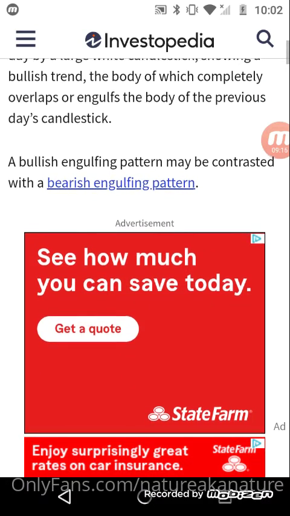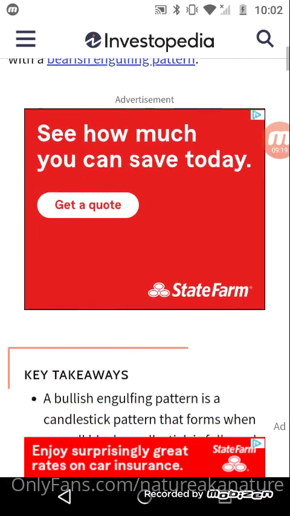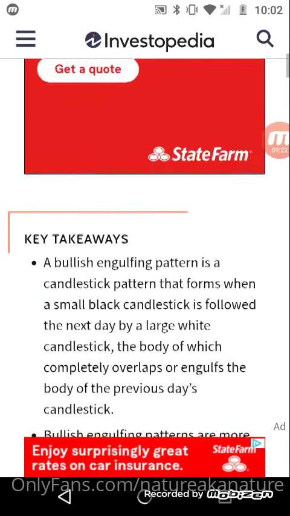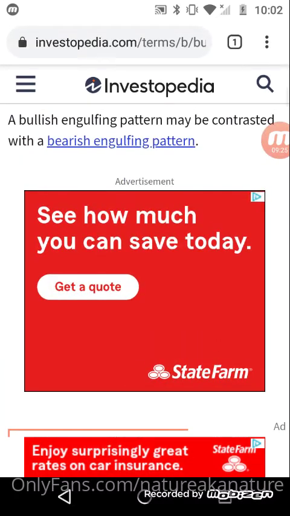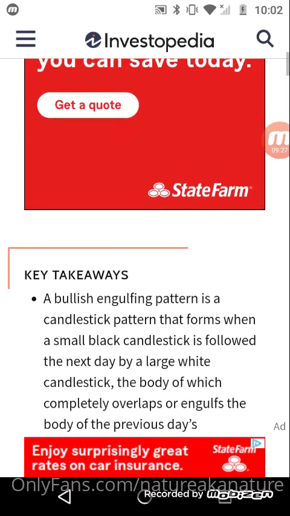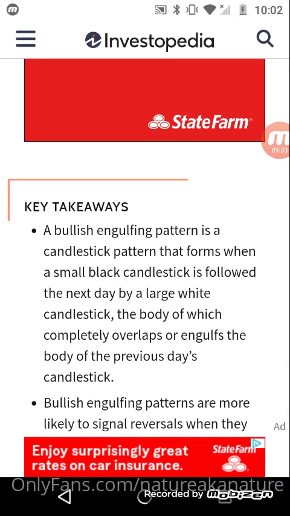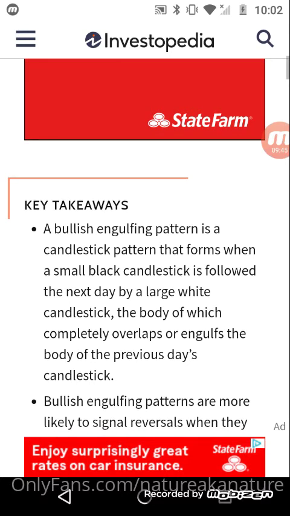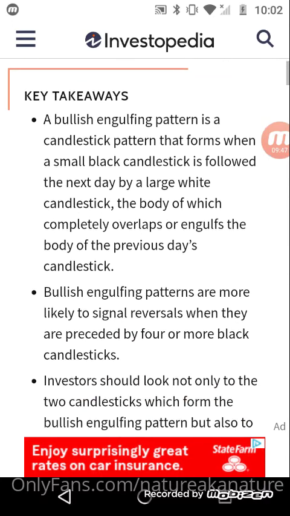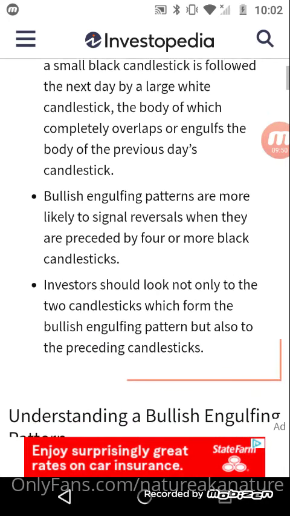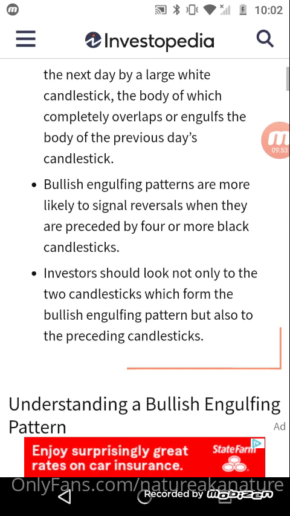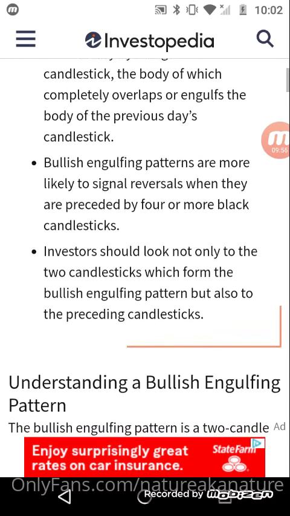So I just want to give y'all the key takeaways. A bullish engulfing pattern is a candlestick pattern that forms when a small black candlestick is followed the next day by a larger white or larger green candlestick, the body of which completely overlaps or engulfs the body of the previous day's candlestick. Engulfing patterns are more likely to signal a reversal when they follow multiple black candlesticks. So it usually is a signal of a reversal. Investors should look not only at the two candlesticks which form the bullish engulfing pattern, but also at the preceding candlesticks. Yes, you have to look at everything.